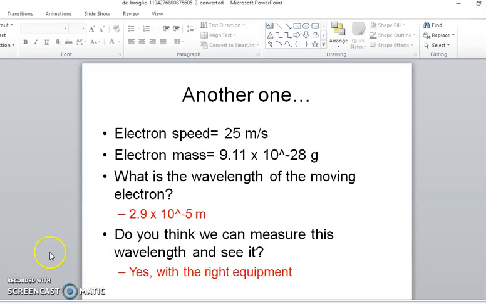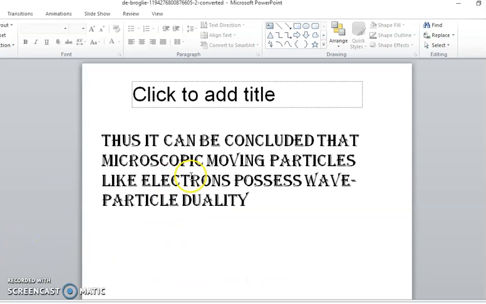Yeah? So we can conclude that a microscopic moving particle like an electron possesses wave-particle duality. That is the conclusion. That is the proposal made by de Broglie's equation. So, in that era, this was one of the revolutionary proposals made by the scientist de Broglie. And we have some more developments in science from those days, and we will discuss that also, and we will continue in the next session.